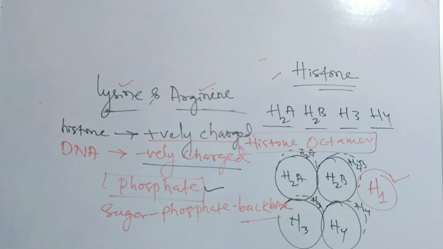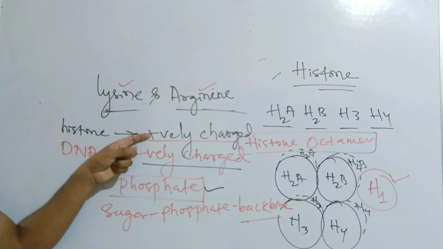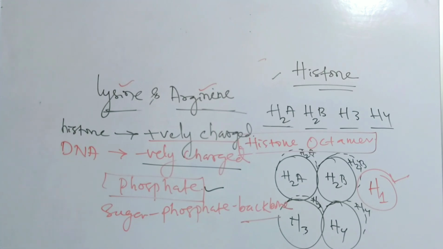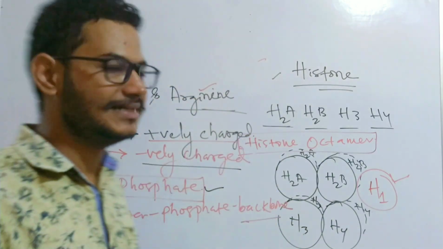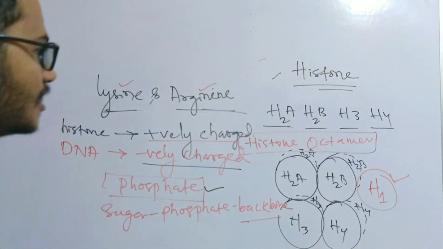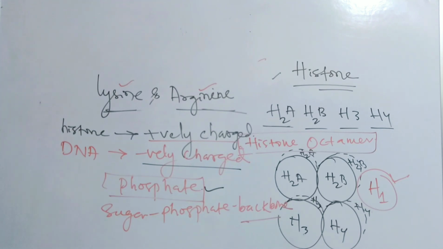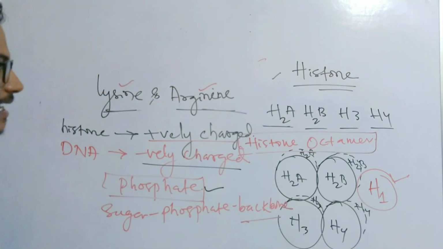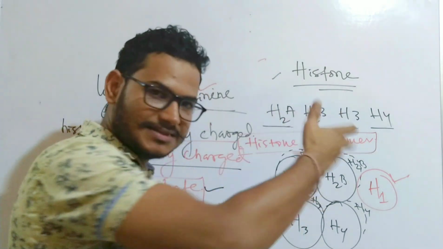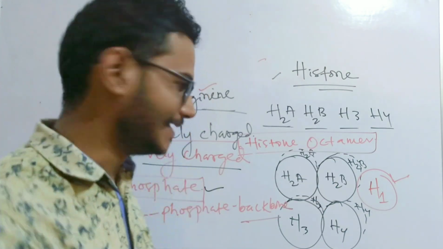So we know that positive charge always attracts negative charge. That is the reason why the histone binds with the DNA, it attracts the DNA, and a complex structure is formed inside the nucleus. Clear? So now let's see how this histone protein is attached with the DNA.